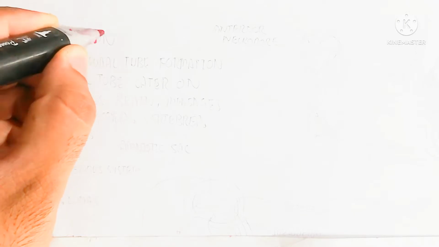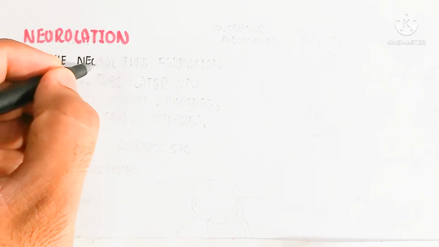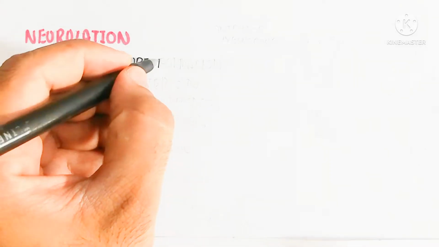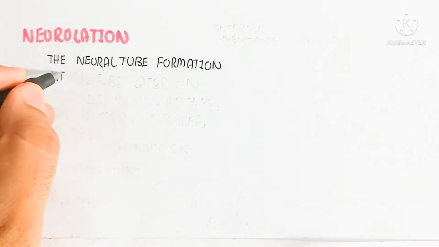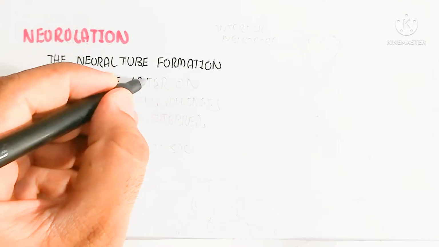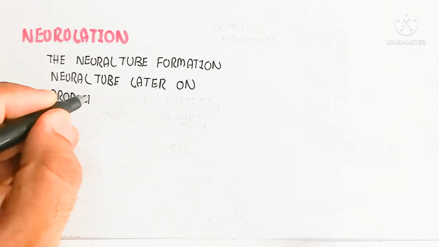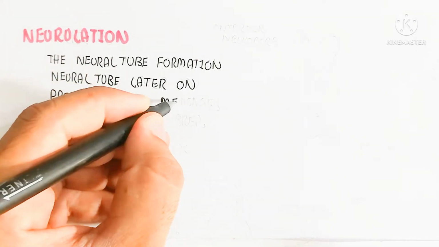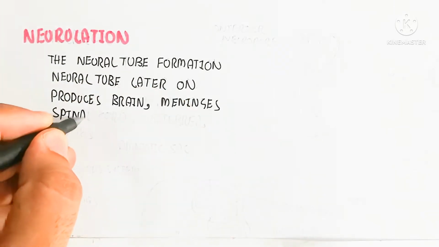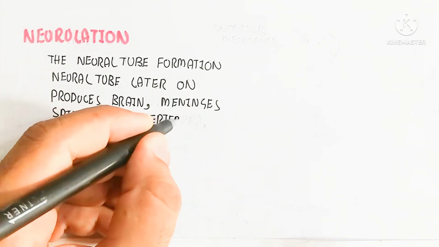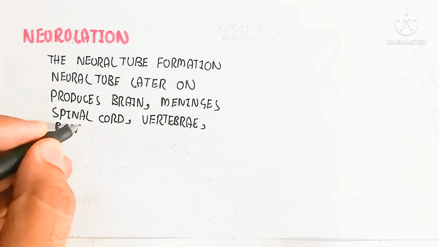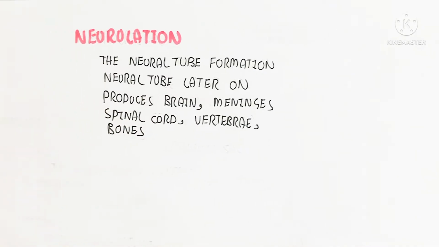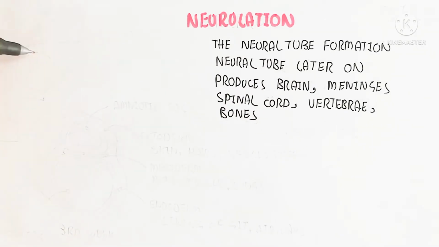Hello, in this video we will discuss neurulation after gastrulation. So the neurulation will occur. What is neurulation? The neural tube formation. The neural tube later on produces the brain, meninges, spinal cord, vertebral column, vertebrae and bones, for example, cranial bones. So let's begin to understand from here.